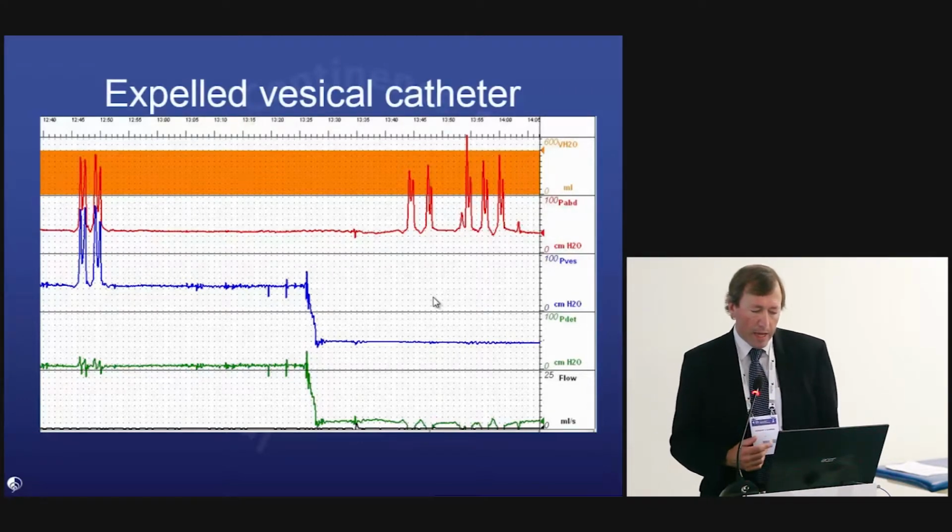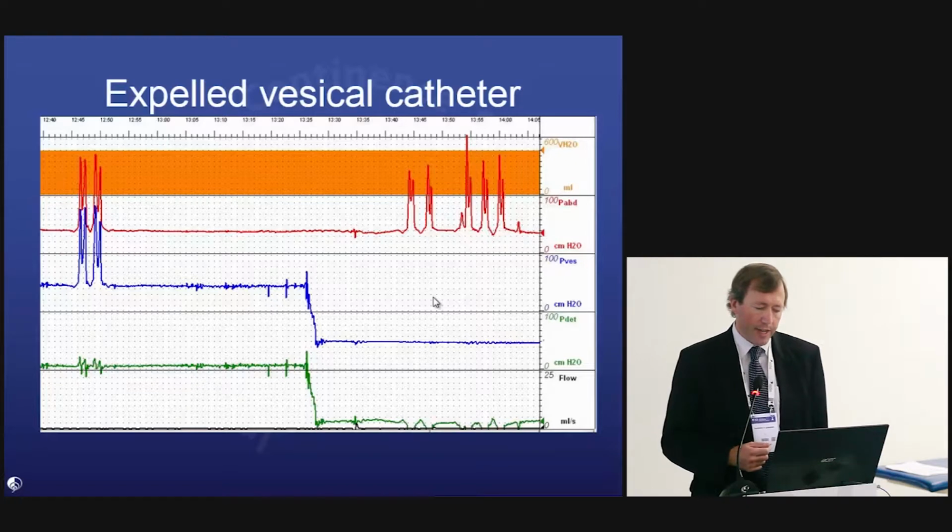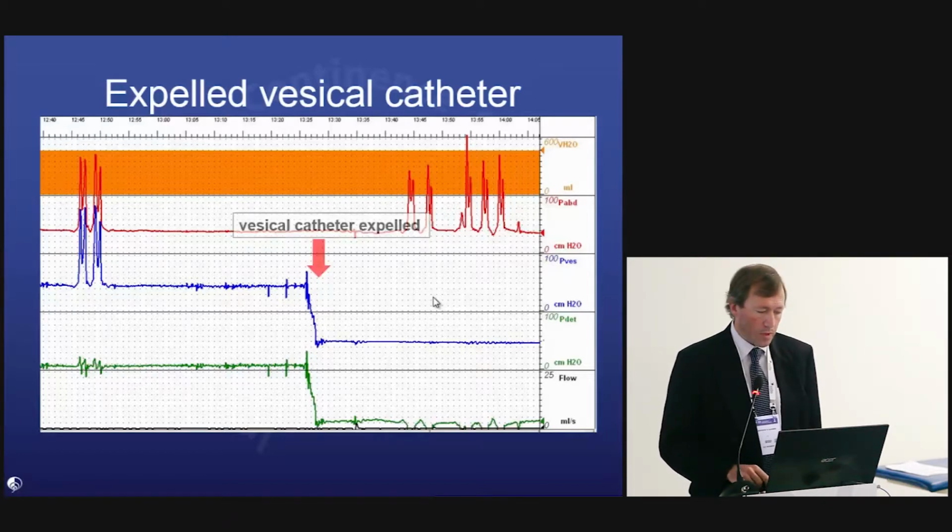But in this case, it may be we've got 600, 500 milliliters in the bladder, looking at that top line, and the patient hasn't voided yet. There's no sign of them having tried to void. I suspect that recatheterization would be necessary in order to test on those coughs if there is a leak at all, or what they do on a void. There we go, the vesical catheter expelled at that point.